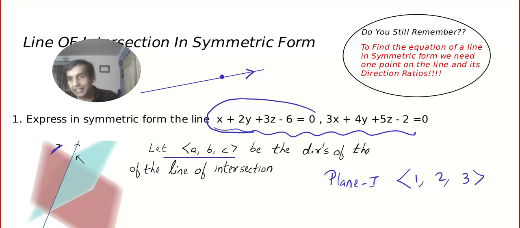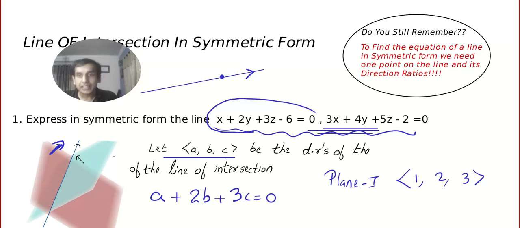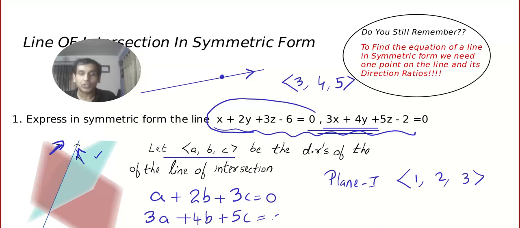Can you see this direction and the required line direction are perpendicular. So A into 1 plus B into 2 plus C into 3 equal to 0. So we got one equation. Similarly, now imagine this is the blue color plane. The direction of the blue color plane is 3, 4, 5. And that normal is also perpendicular to our line. So I get the next equation: 3A plus 4B plus 5C equal to 0.